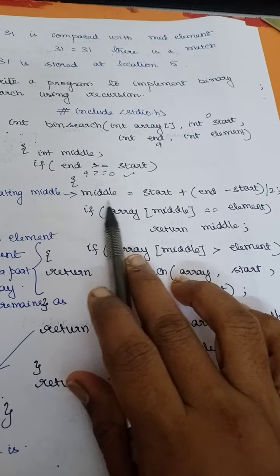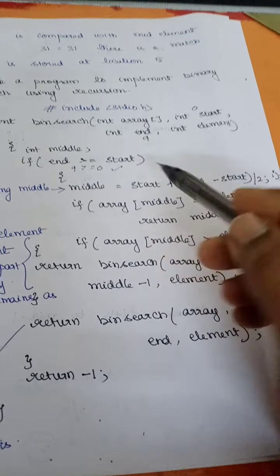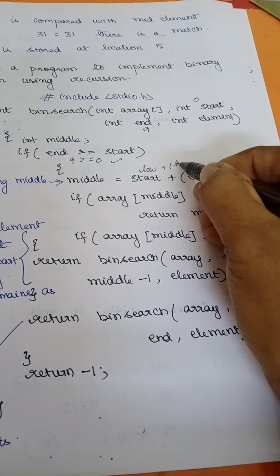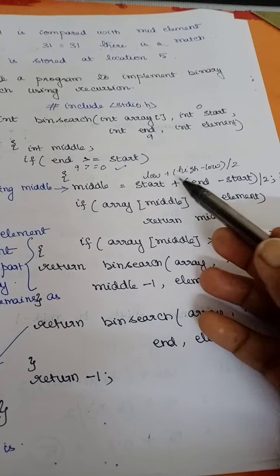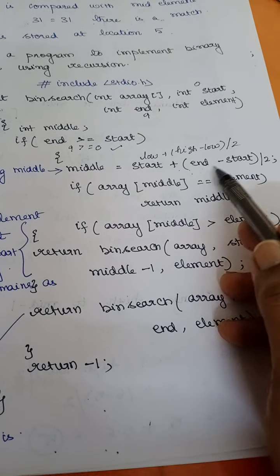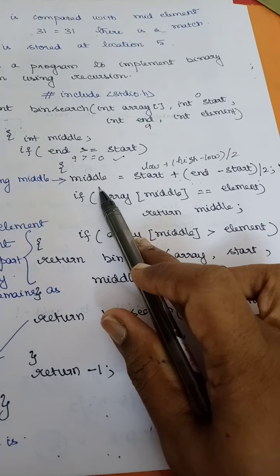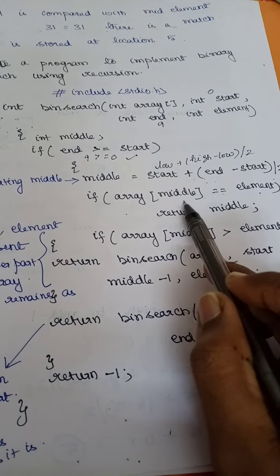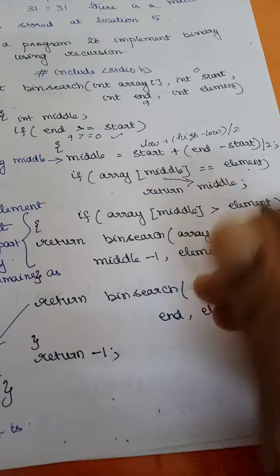Middle is equal to start plus end minus start divided by 2. This is nothing but what we have seen, low plus high minus low by 2. So what is my start? 0 plus what is my end? 9. 9 minus 0 by 2, right? So that will be stored in the middle element. Now I am checking if array of middle equal to element. If it is the case, then I should return my index where the element is being stored, return middle.